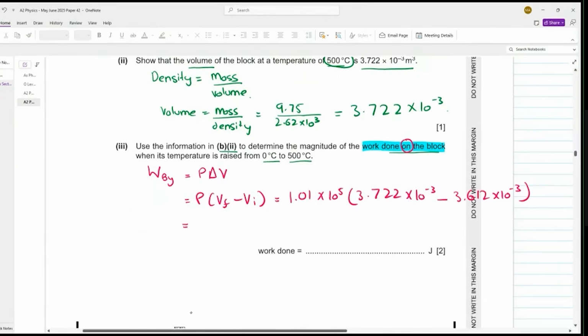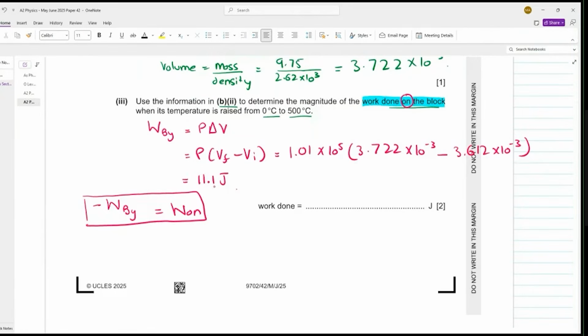Can you calculate work done by the block? Yes, this comes out to be 11.1 joules. Now you must also remember that if you put a negative sign on work done by the block, this will give you work done on the block. If you take the negative of work done by the block, you will get the work done on the block. So work done on the block comes out to be negative 11.1 joules.